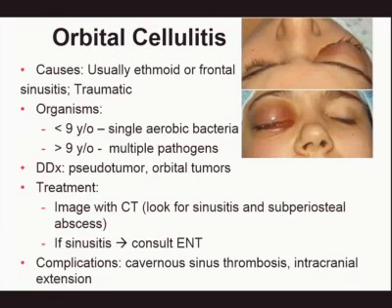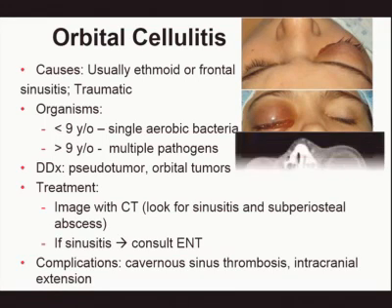Orbital cellulitis, the causes are usually ethmoid or frontal sinusitis. It can be traumatic. When the child is less than 9 years old, it's usually a single aerobic bacteria. When they're older than 9 years old, then it's more typically multiple pathogens. The differential diagnosis includes pseudotumor and orbital tumors. The treatment is to image with CAT scan to look for sinusitis or a subperiosteal abscess. If there's sinusitis, you're likely going to have to get ENT involved. Other complications include cavernous sinus thrombosis and intracranial extension.